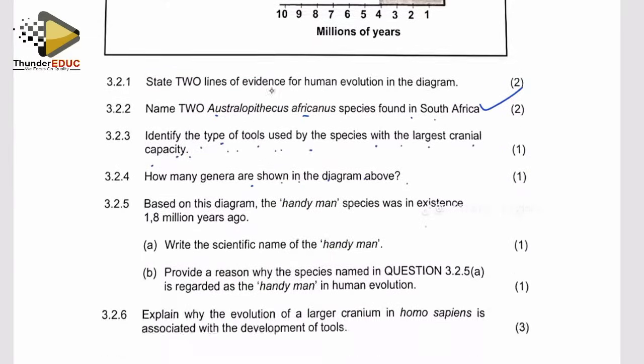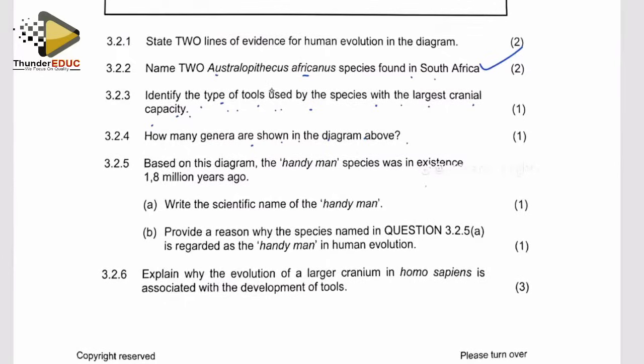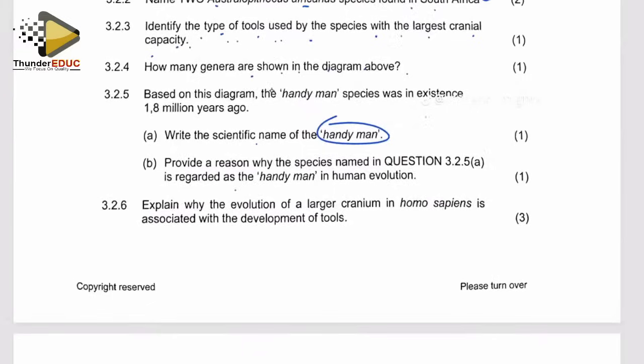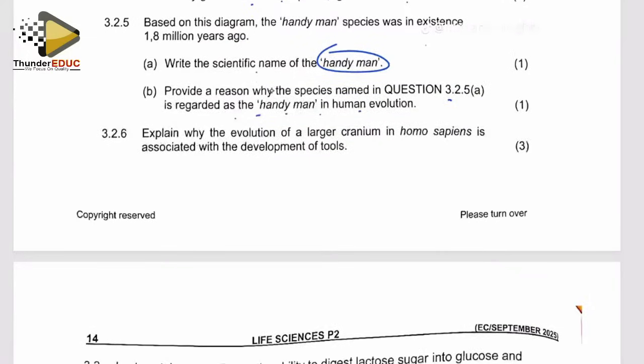They're saying that based on this diagram, the Handyman species was in existence 1.8 million years ago. Write the scientific name for Handyman. That is Homo habilis. Remember, Handyman is the first man to use tools, so we call them Homo habilis. Provide a reason why the species named above is regarded as Handyman. It means that it's the one which first used tools. So I've given the answer.